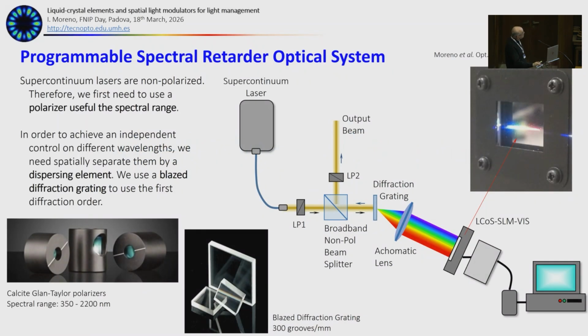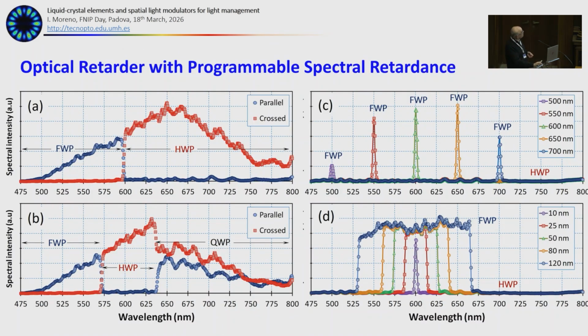We can also use them to control the spectrum of light. If you use a supercontinuum laser, which is a laser that has all the wavelengths, you can split it chromatically with a diffraction grating and project it onto the SLM. You can see here a picture of the SLM where the dispersed beam has been projected, and you can apply a different retardance to each wavelength, and then the reflected beam is combined again and outputs here. This way, you can control the spectrum of the laser beam, and you can see here some examples. In blue and in red, I'm showing the spectrum.